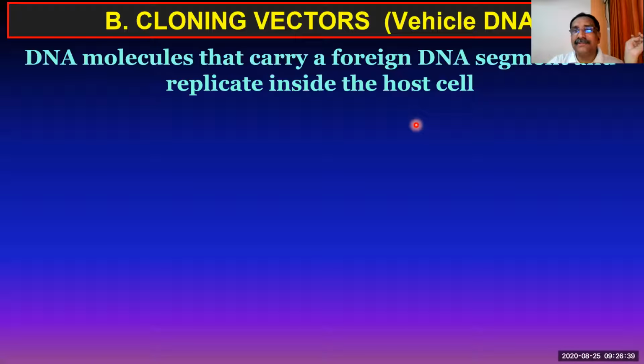Then the third type of vector is transposons. Now, what are transposons? It is very simple to understand. Now you see, there is a single cell. In the single cell, whatever DNAs and whatever genes are there, this is collectively called the genome.